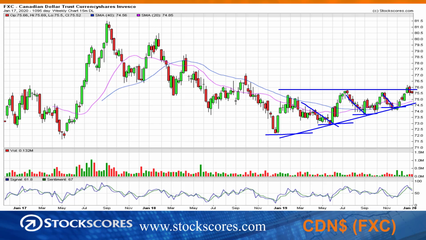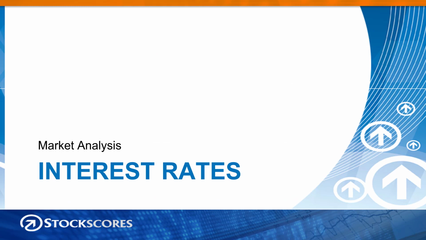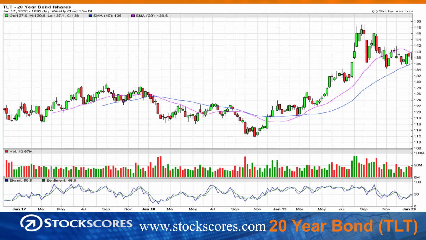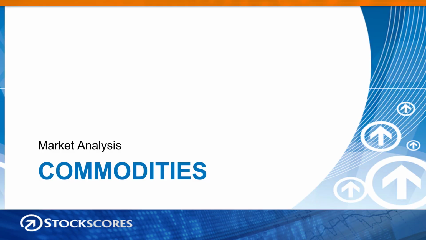And I don't think it's exceptionally strong yet. We really haven't had a decisive breakout. We still have a lot of pessimism and resistance to work through, but it's looking better for the Canadian dollar. On to interest rates. TLT is the ETF or ETN I like to look at. And it's essentially in this quiet sideways trading pattern, which means interest rates are stable. Until we break out of this pattern, I wouldn't get too bullish or bearish one way or the other.